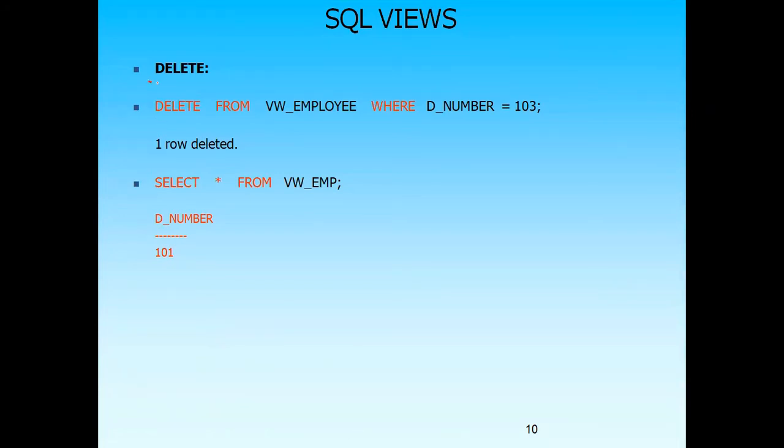The same thing happens with the delete operation. If you delete any record from the view, it will be deleted from the base table also. So delete from the employee where the number equal to 103. This record will be deleted from the base table and also from the view. So if you see the result, select star from view employee, only a single record is there because the second record is deleted from the table and from the view also.